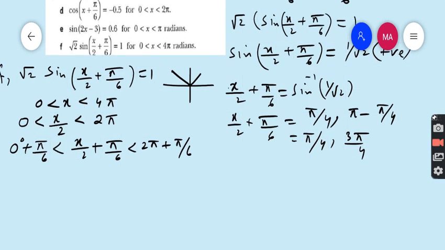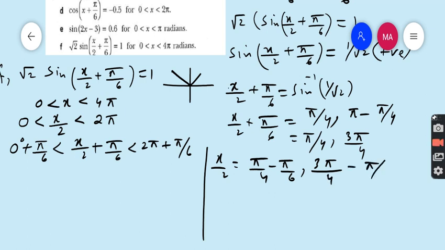This is not our final answer. X by 2 is equal to pi by 4. This pi by 6 should be subtracted, and this pi by 6 should be subtracted from 3 pi by 4 as well. Because you are an add math student, you can subtract by taking LCM. Pi by 4 minus pi by 6 is pi by 12 by taking LCM, and 3 pi by 4 minus pi by 6 is 7 pi by 12.